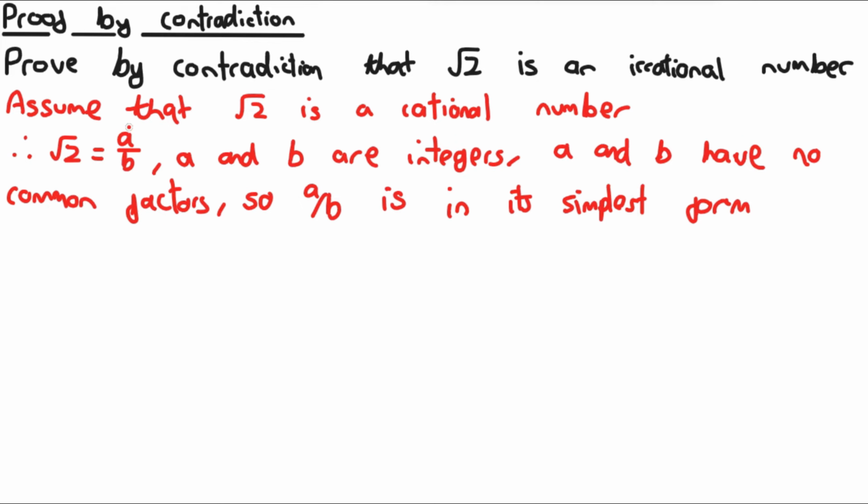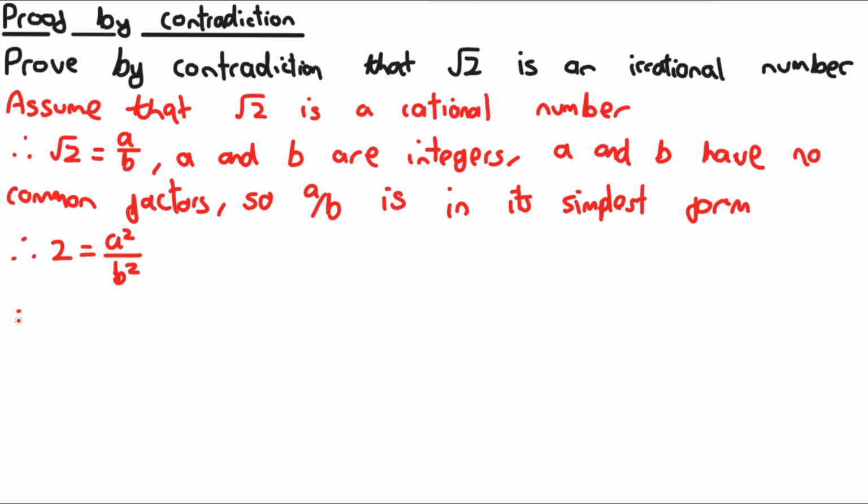Because remember how you can cancel down fractions. If you times both the top and the bottom by 2, this is the same fraction, but it is no longer in its simplest form, because you can divide both the top and the bottom by 2 in order to get it in the simpler form. So what we're saying here is a and b have no common factors, so a over b is the simplest fraction. It cannot be cancelled down in any way. Okay, so let's do some work with this. So therefore, if root 2 is equal to a over b, we can square both sides and say that 2 is equal to a squared over b squared.